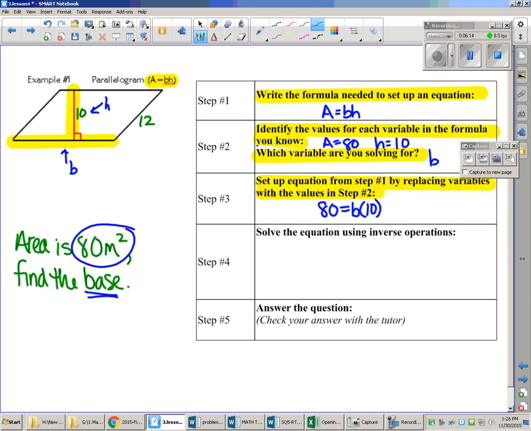The next thing they want us to do is to solve the equation using inverse operations. Now I can write this as 10B. It's the same thing. I divide both sides by 10, so my B is 8. And it says answer the question. The question was to find the base, so the base must be 8 meters.